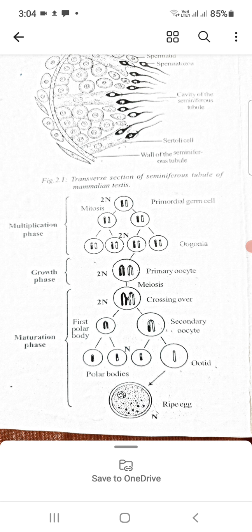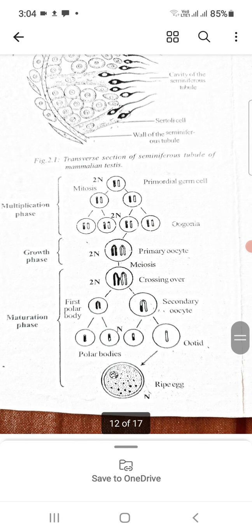The second phase of oogenesis is called the growth phase. In the growth phase, the growth of the eggs takes place. That is, the size of the oogonia becomes larger to form the primary oocyte, in which the 2n number of chromosomes are present, and finally the growth phase is converted into the maturation phase by the process of meiosis. In the primary oocyte, during meiosis, crossing over of chromosomes occurs to form the 2 polar bodies.